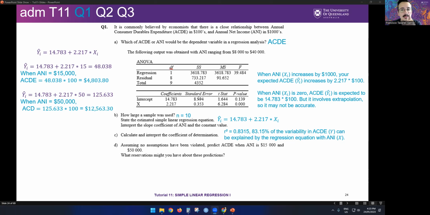But think about something. Remember about interpolation and extrapolation. Look at the range that we're using here for our values. $8,000 to $40,000. So our 15,000 was all right, because it's still inside between 8,000 and 40. But 50, it's a little bit further. So people earning 50,000 is outside of the amount of observations we have for the X value.